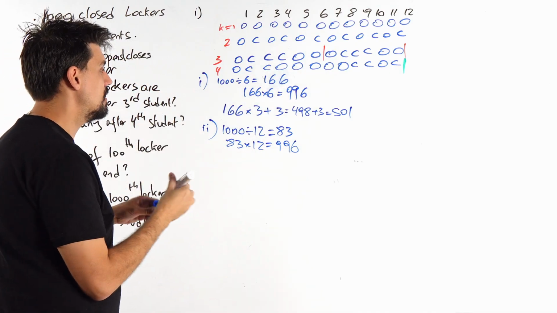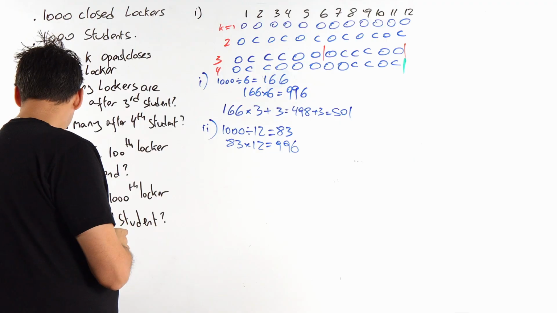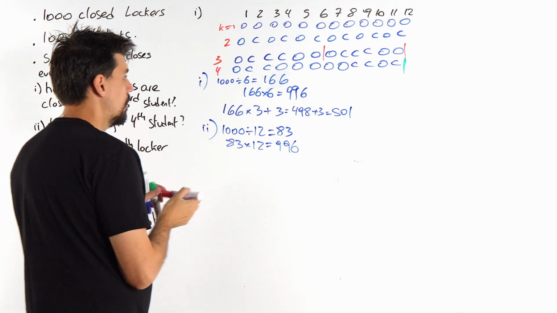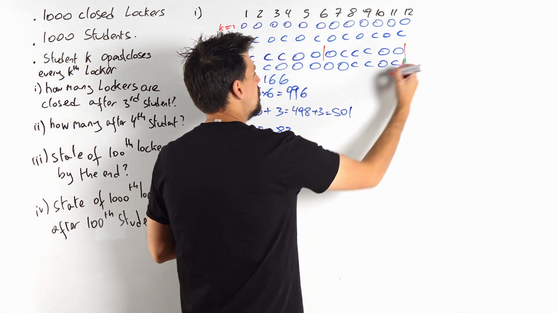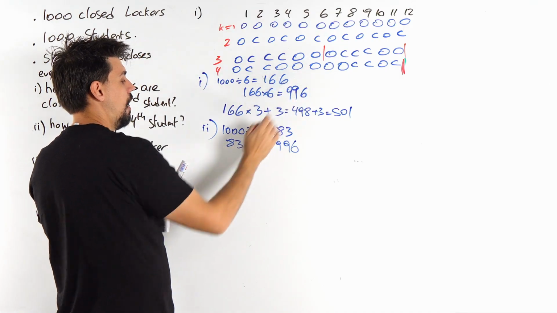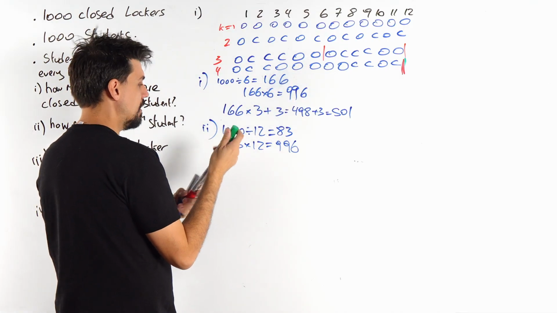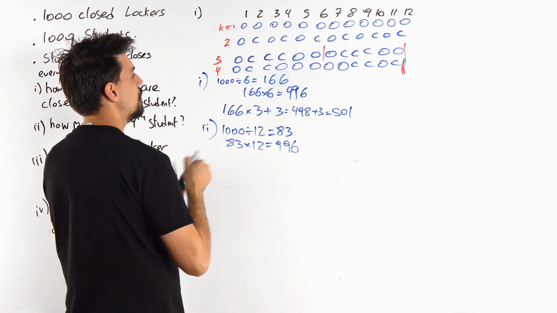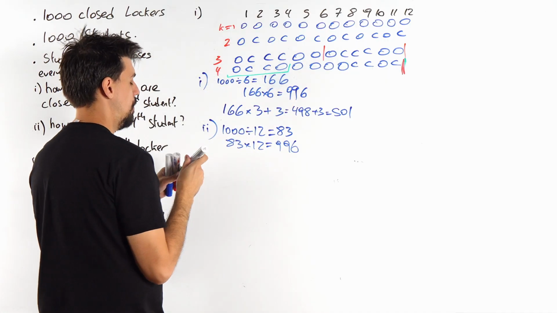We'll get 996. But just as before, we need the next 4 numbers. So this pattern will occur 83 times, but we need the last 4 numbers to get us to 1,000, so this chunk here will happen again.